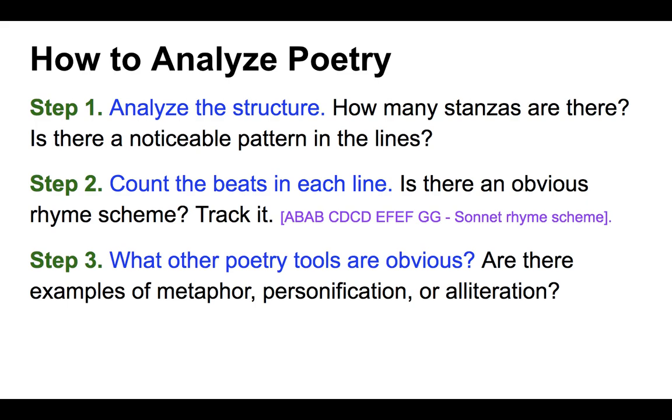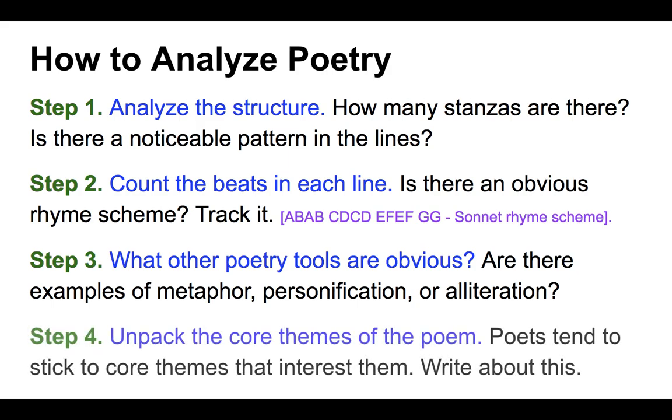Okay, step three, what other tools jump out as being obvious? So things, again, like metaphor, personification, alliteration, and there is a massive encyclopedic list of different poetic devices, and I'll show or create a link to a really great site called the Poetry Foundation, which has definitions for all of them. And number four, once you've done all of that core investigation of the basic elements, you start to ask yourself about the themes of the poem. And if you follow these steps in order, you'll have a fairly strong initial analysis of your poem.